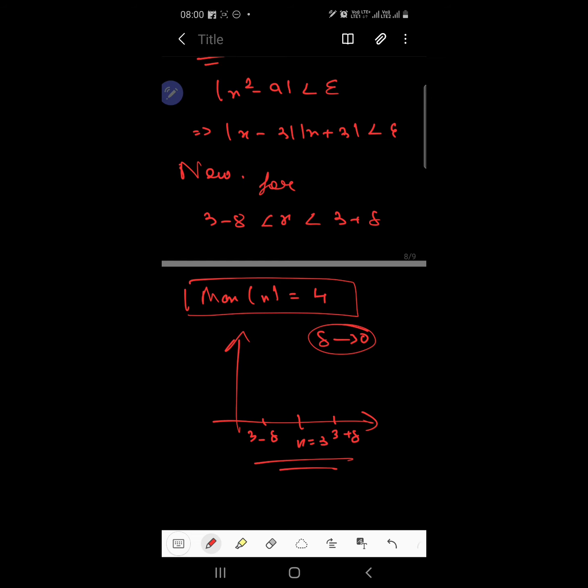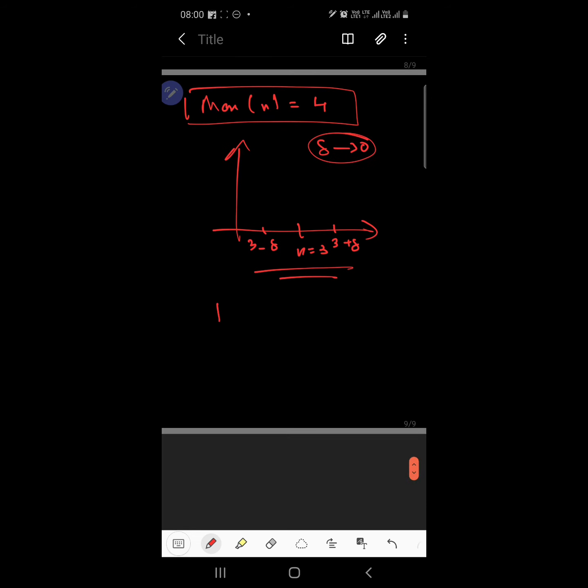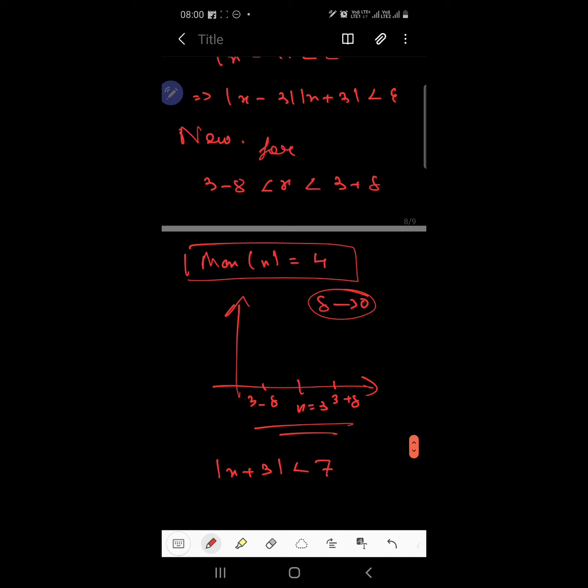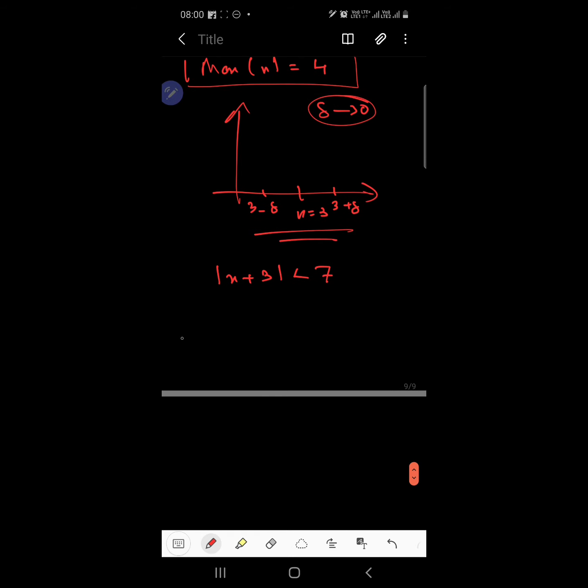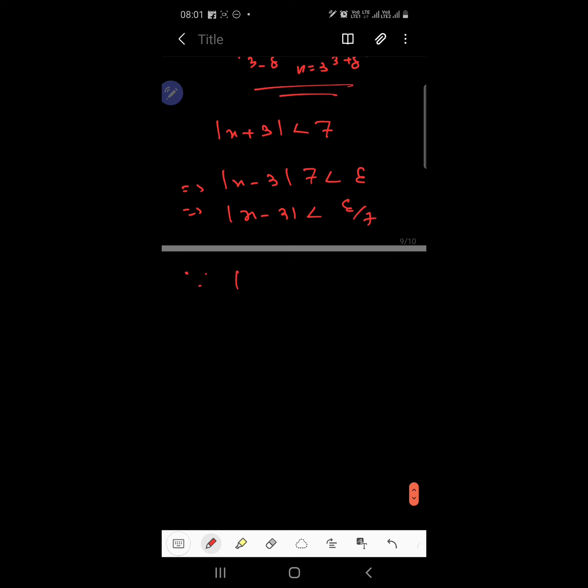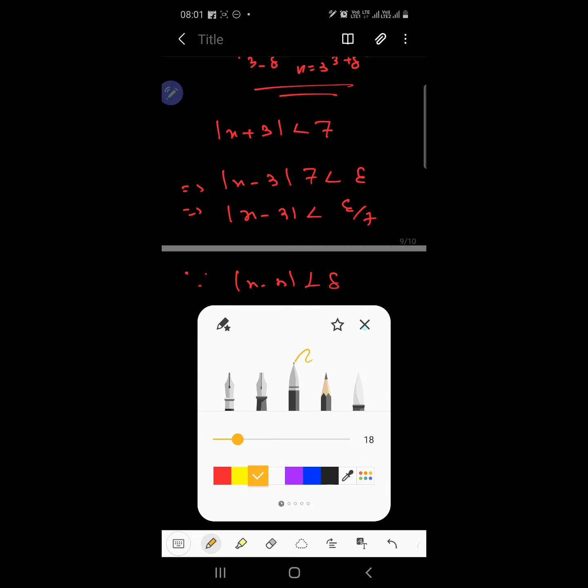And if the max value of x will be 4, then we can say that mod of x plus 3 will be less than 7. From there we can say that mod of x minus 3 times 7 will be less than epsilon, or mod of x minus 3 is less than epsilon over 7. Since mod of x minus 3 is less than delta, delta equals epsilon over 7, and thus we will be starting with this. Now we move on to the proof.